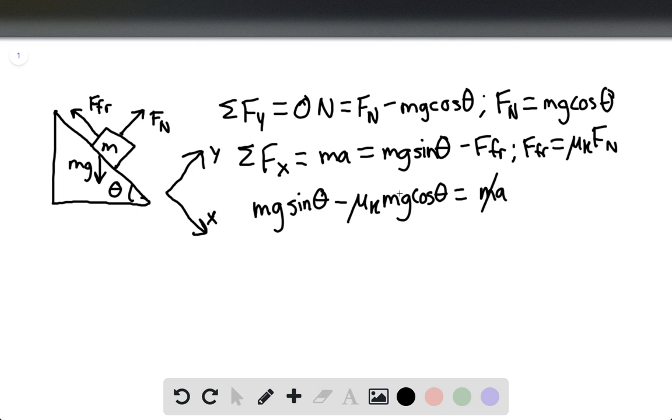So we're going to eliminate the mass. And we have that a equals g times sine of theta minus mu k cosine of theta.